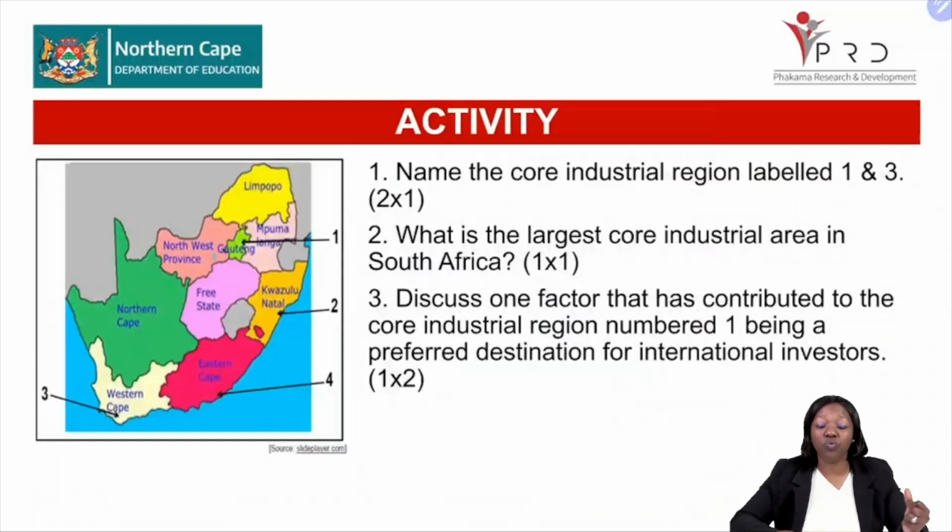Remember, I said to you in the beginning of the lesson, you're supposed to know the names of the regions. You're supposed to know where they are located. As you see in this activity, they are just referring to the numbers. So as you discuss region number 1 and region number 3, it is important that you know their names and where they are located.